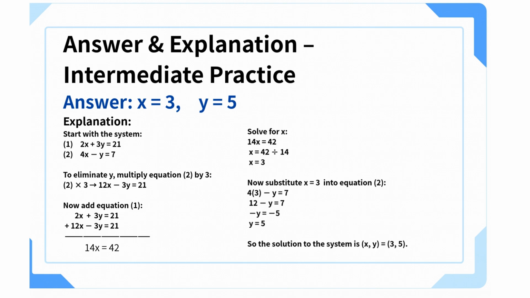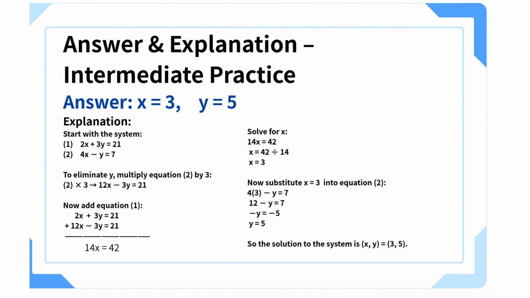Among the two variables, eliminating y is the most efficient because the coefficients, positive 3y and negative y, already have opposite signs. We simply need to adjust one equation so that the coefficients match in size. To do this, we multiply equation 2 by 3. Let's go through that multiplication carefully.